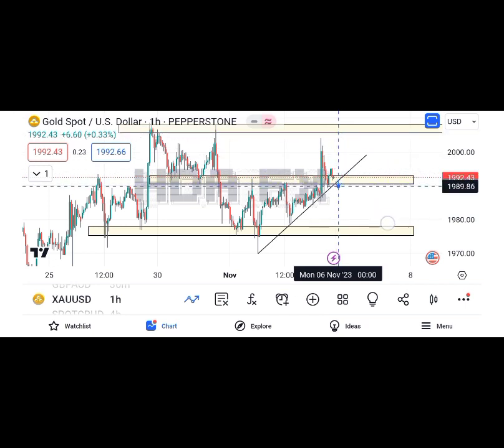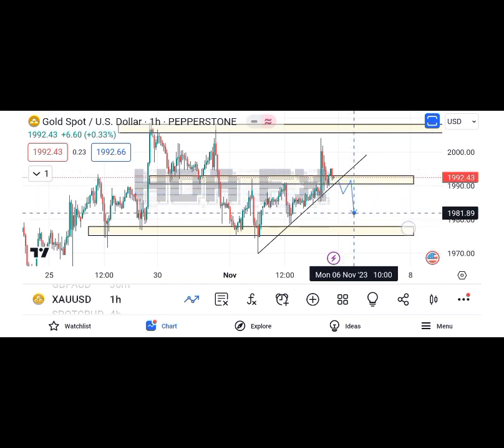But in case price breaks this particular trend line, I want to see a retest to this zone here, then sell gold up to this zone here. So this is my simple analysis on gold.